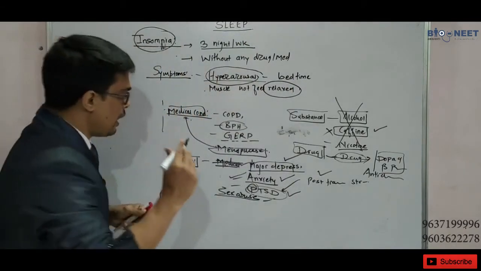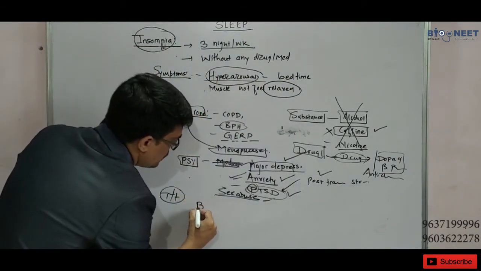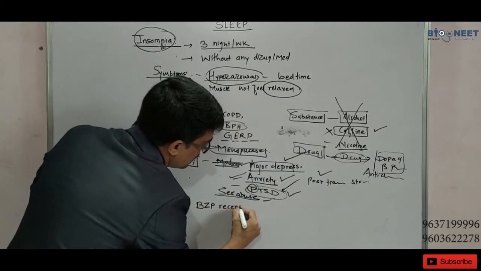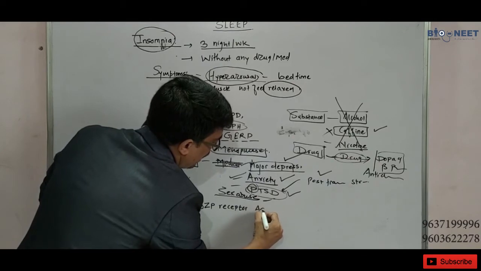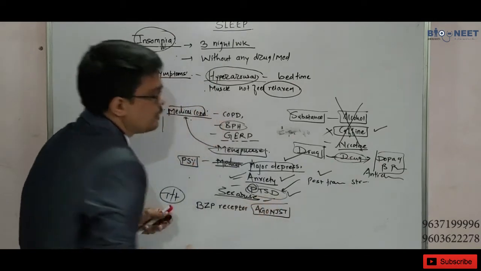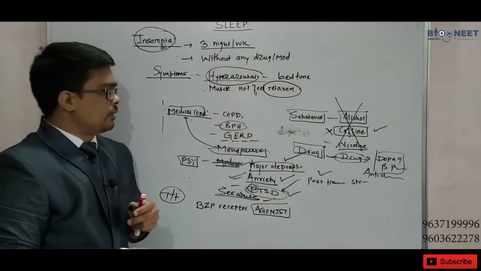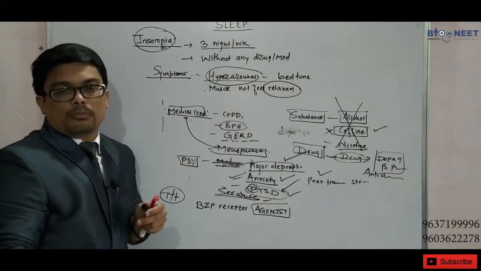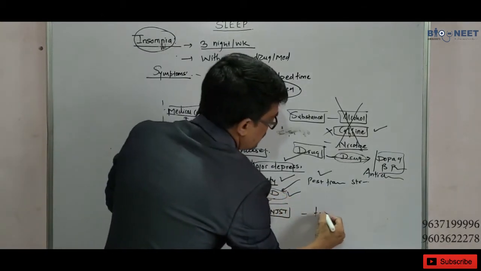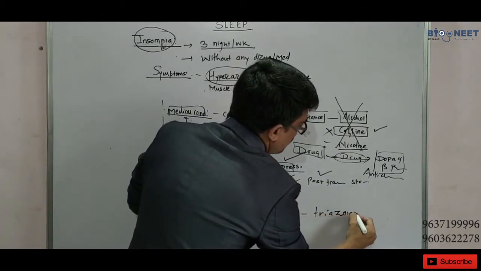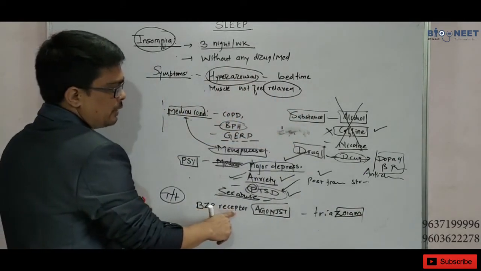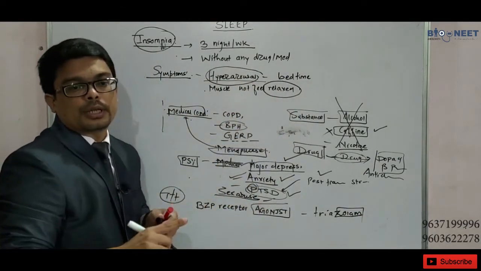benzodiazepine receptor agonist drug. Benzodiazepine receptor agonist drug, not an antagonist. It should be an agonist drug. Okay, that is called Zolam. We said like triazolam, this Zolam, right? So one of the examples is triazolam, alprazolam, right? So these Zolam drugs are benzodiazepine receptor agonist drugs, right?